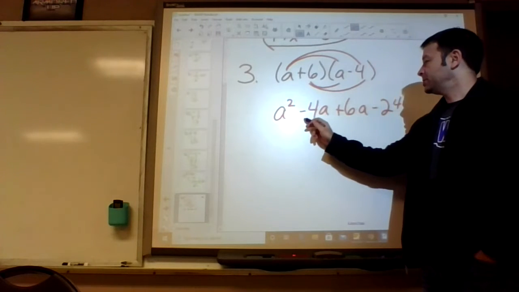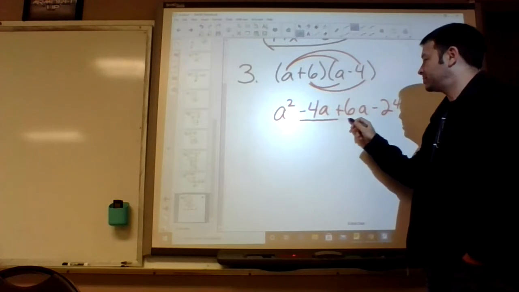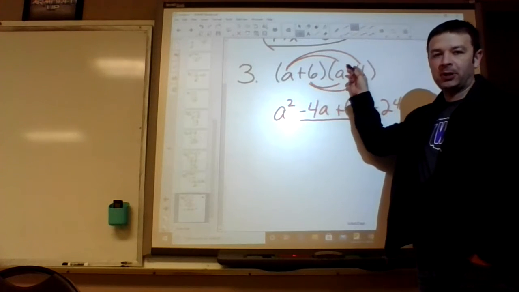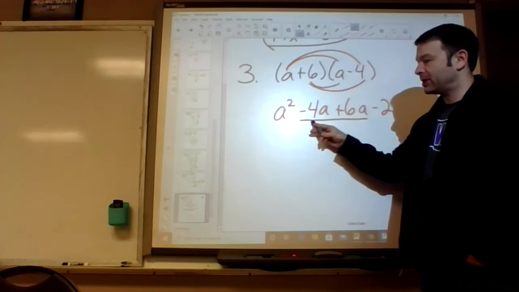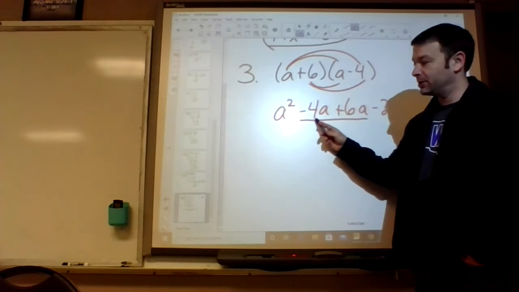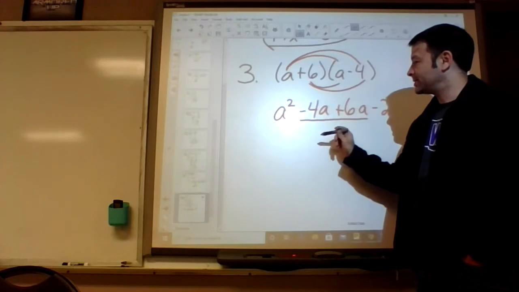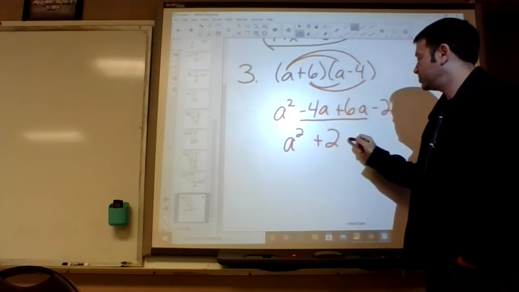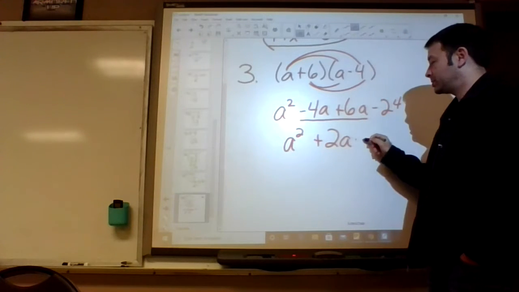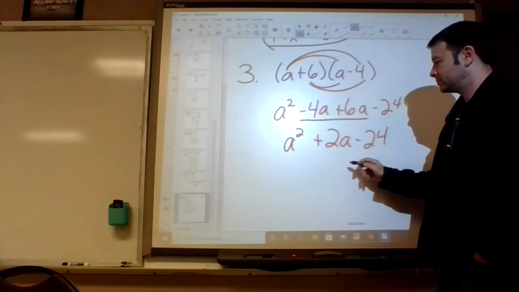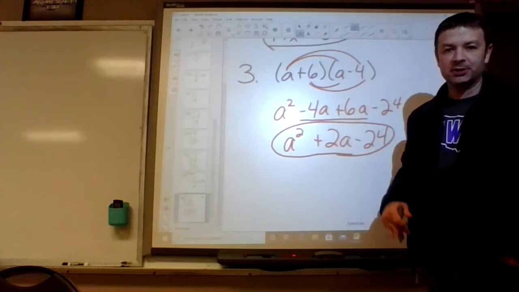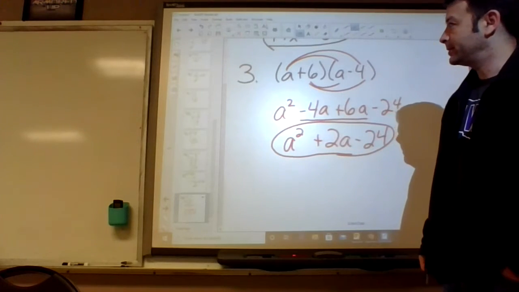And then on these problems, usually the middle 2 terms are like terms and they can add together. So we were multiplying up here, but after we're done multiplying, some of these can add together. Negative 4 plus 6 is 2. So we got a squared plus 2a minus 24. And none of those add together because they're not like terms. That's number 3.